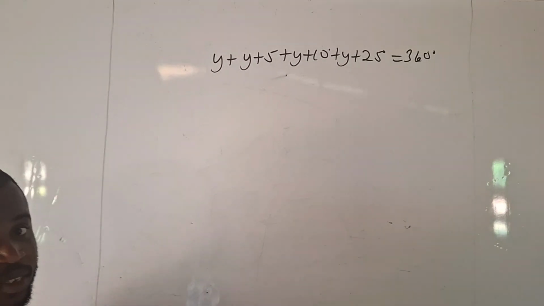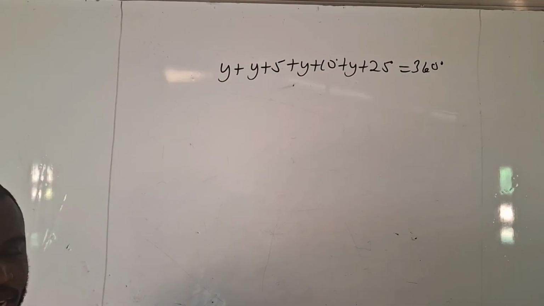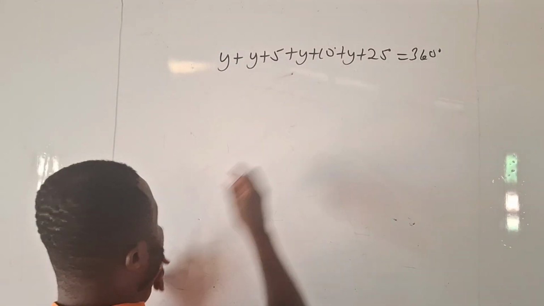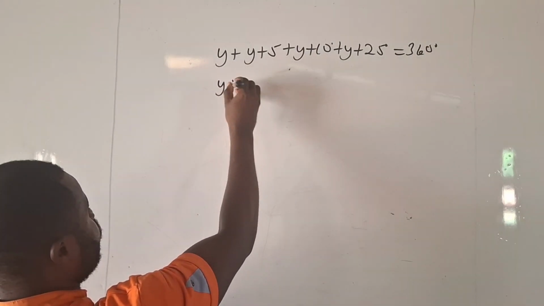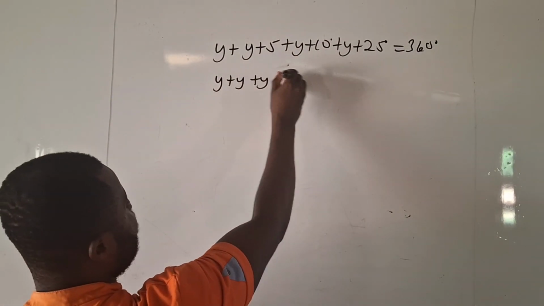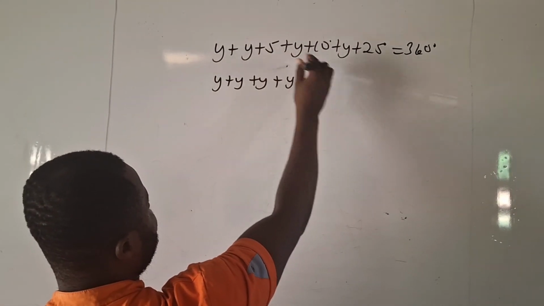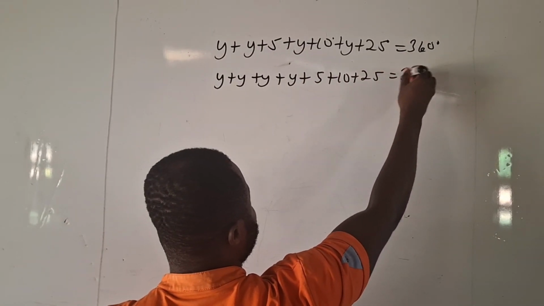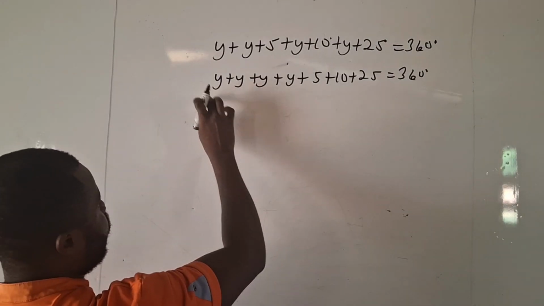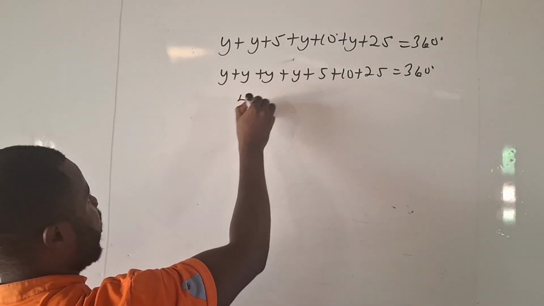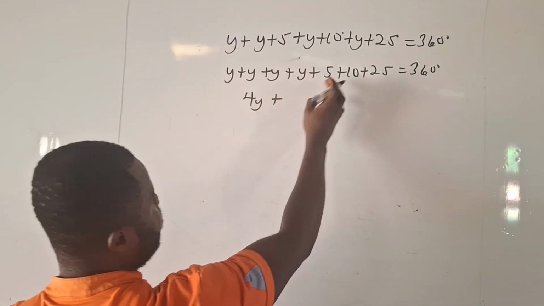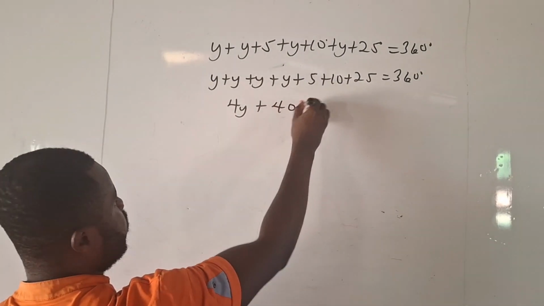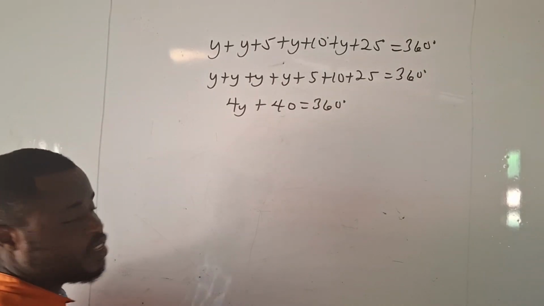This is how we solve it. The exterior angles, they add up to 360, for any polygon. So we can group like terms here: y plus y plus another y plus y, and 5 plus 10 plus 25 will give us 360 degrees. Now, this will give us 4y plus 40, since 5 plus 10 plus 25 is 40, is equal to 360 degrees.